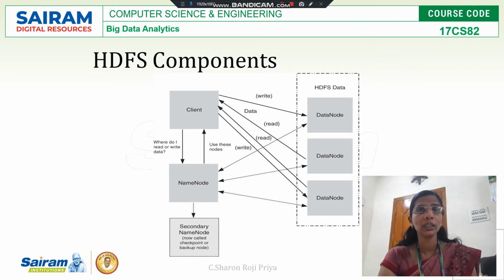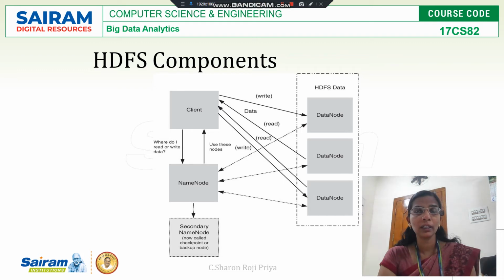Why does it have to monitor? Because the data node should not fail. Otherwise, if there is any failure in a data node, the client cannot receive the data. So the name node has to give the client the other metadata: in which node the same data is available. It has to give the client that information. So when the client is interacting with the data node, the name node monitors the read or write process.